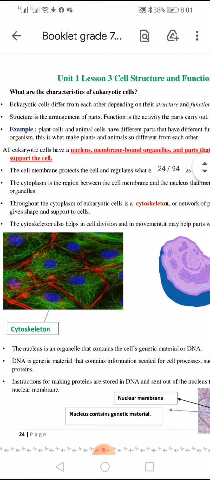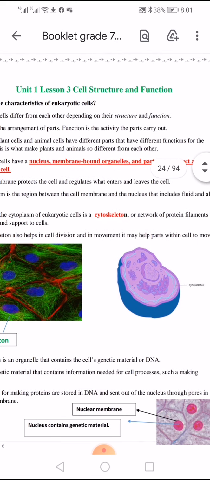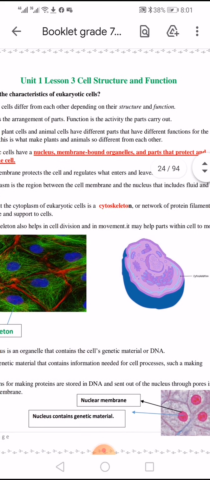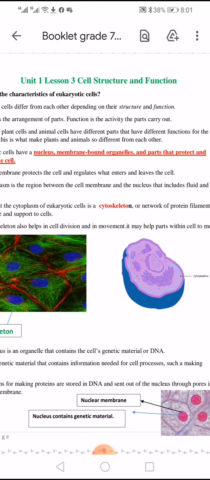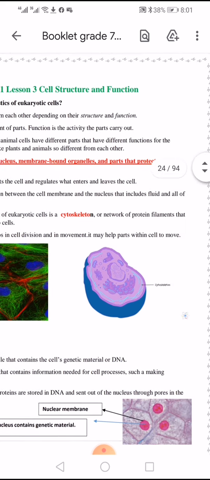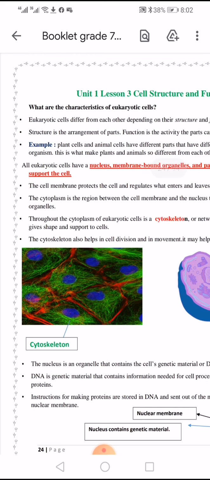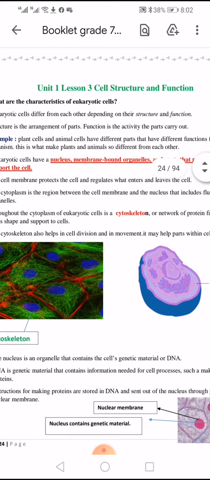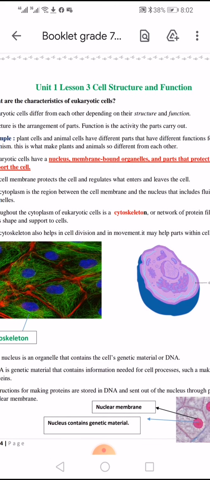For example, plant cell and animal cell have different parts, different organelles, and they have different functions. Function means what the plant and animal cell do, or what the organelles in plant and animal cells do for the organism. This is what makes plants and animals so different from each other.